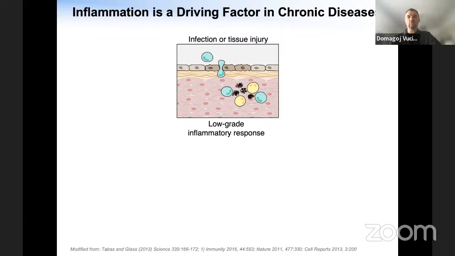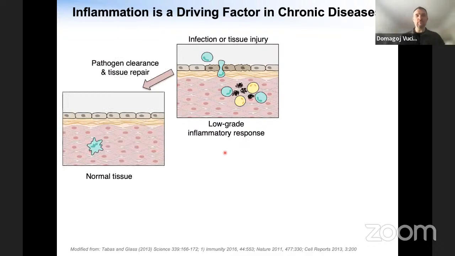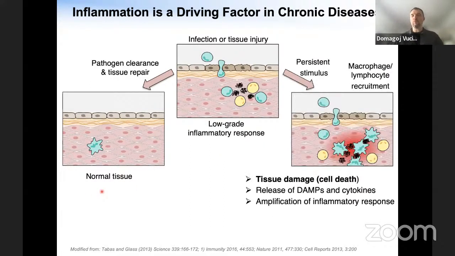So what happens when you get infection or tissue injury? You get this low-grade inflammatory response, and often you have pathogen clearance. We have all these inflammasomes, we have all these tissue repair mechanisms, and you go to normal tissue homeostasis. However, if you have persistent stimuli, over time you can get tissue damage and release of DAMPs and cytokines. DAMPs are danger-associated molecular patterns, and that will cause amplification of the inflammatory response, recruiting macrophages, lymphocytes, and so forth, right?